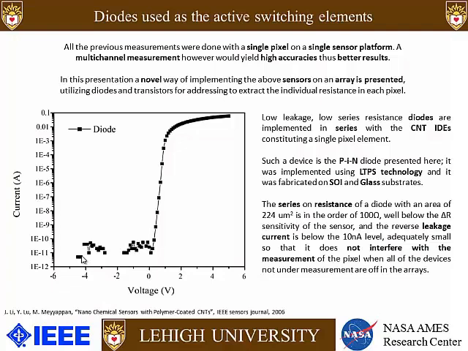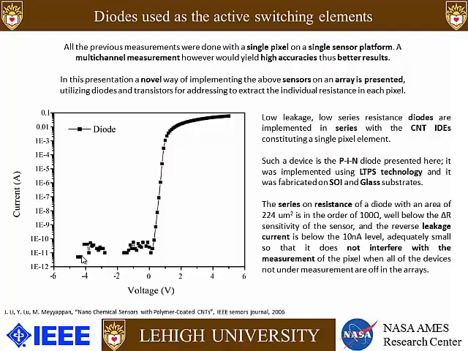In this presentation, we're going to show a novel way of implementing the above sensors on arrays, utilizing diodes and transistors for addressing the individual pixels in order to reduce the wire cluttering. Now I'm going to present some data from some of our previous devices, and I want to point out that these diodes are not the sensing element. Only the interdigitated electrodes are the sensing elements. The diodes were passivated, and only the electrodes that the carbon nanotubes were deposited on were exposed to the gases making the measurements. So the diodes are only there as addressing elements.